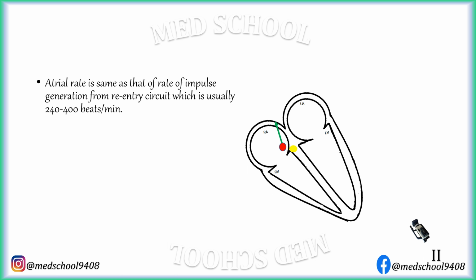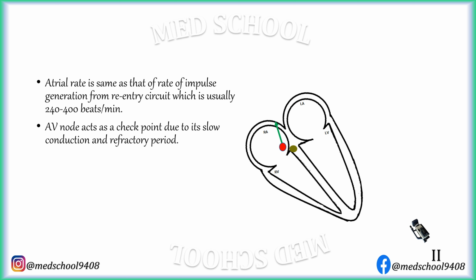Imagine if all atrial impulses were conducted to the ventricles. Ventricles beating at such a high rate will not generate any cardiac output and the person can die eventually. Here the AV node comes to the rescue. The AV node acts as a checkpoint due to its slow conduction and higher refractory period. That's why usually all atrial impulses are not conducted to the ventricles.